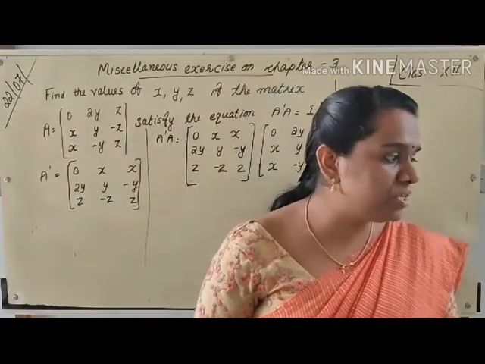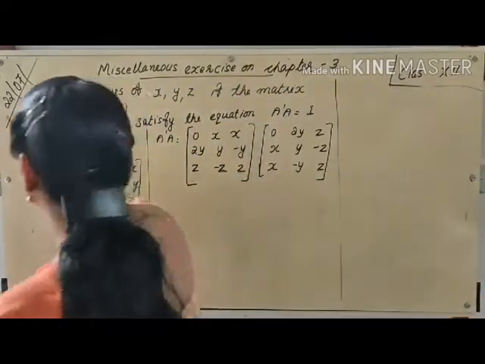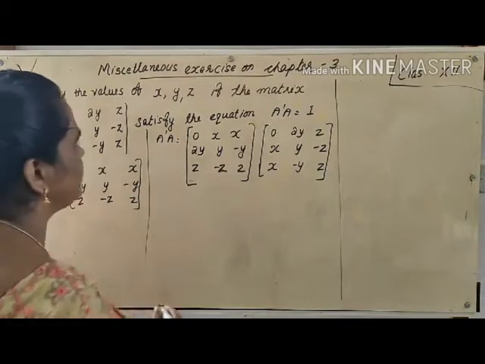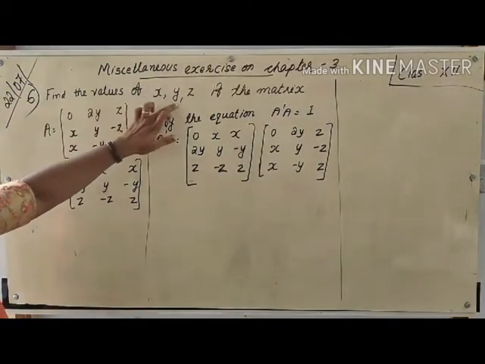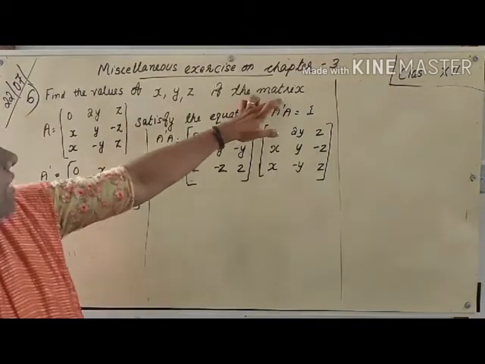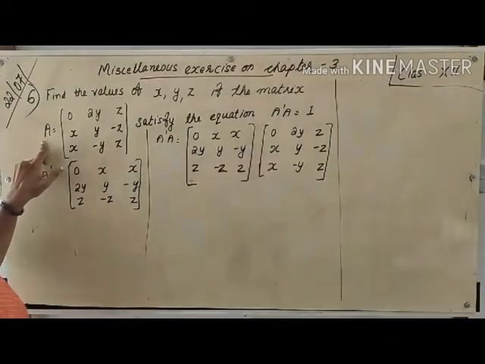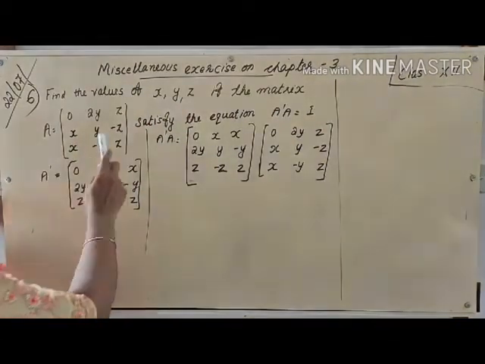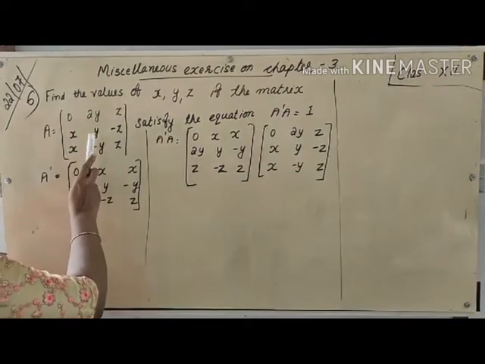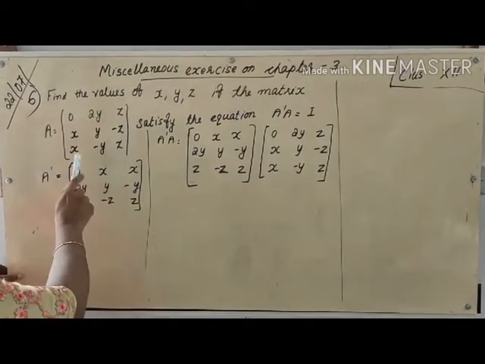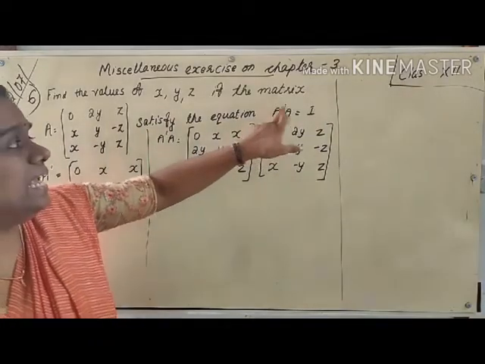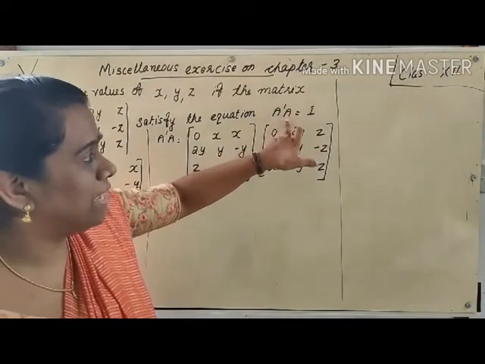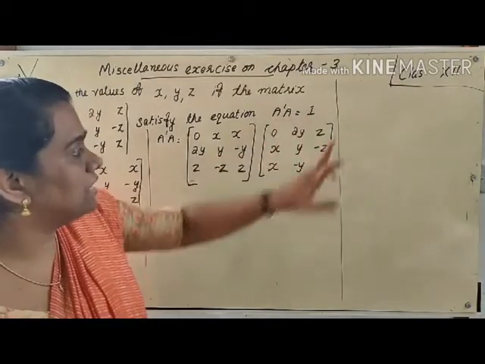So this is question number 6. Miscellaneous exercise. Question number 6. Find the values of x, y, z, if the matrix A is equal to [0, 2y, z; x, y, -z; x, -y, z] satisfies the equation A transpose into A is equal to I.